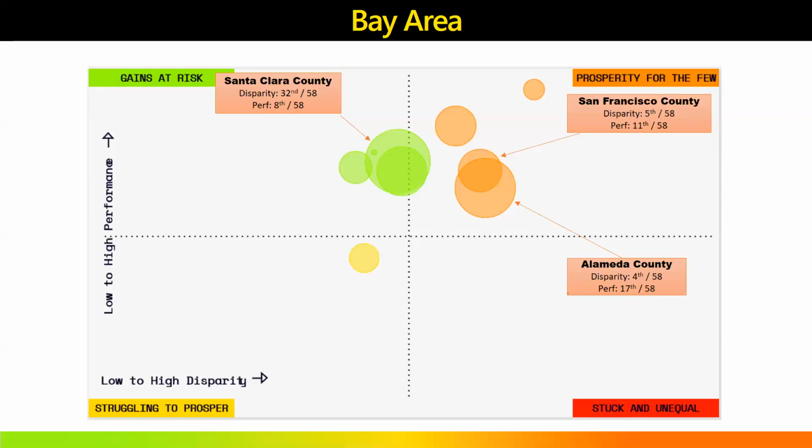Now, in this section, I would just like to briefly go over some of the regional patterns highlighted in the data. In the Bay Area, for example, nearly all of the counties are performing above average. However, as you can see from the counties to the right, the orange counties, the Bay Area has some of the most severe racial disparities. Most of these disparities are around education, housing, and health access.